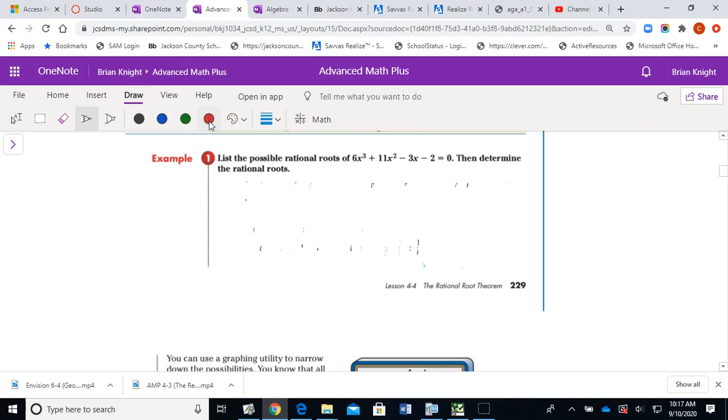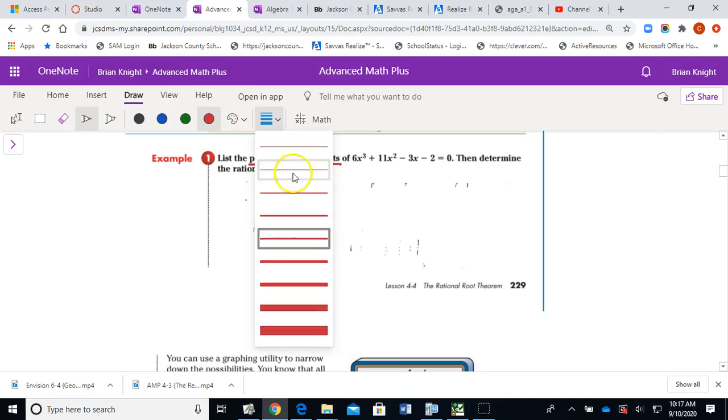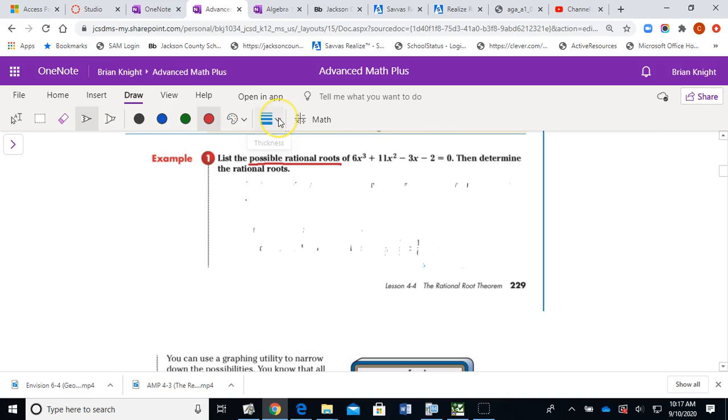All right. Example 1 says list the possible rational roots of 6x to the third plus 11x squared minus 3x minus 2 equals 0. Then determine the rational roots. So we are basically doing the same thing we did yesterday, okay, with a little bit more to it. So first, we have to list the possible rational roots, okay? So the possible rational roots, we talked about this yesterday.